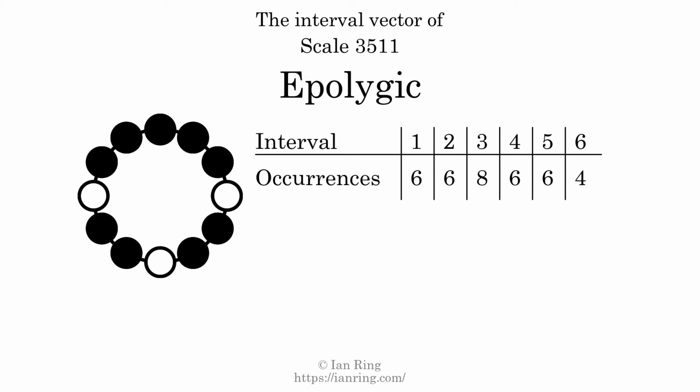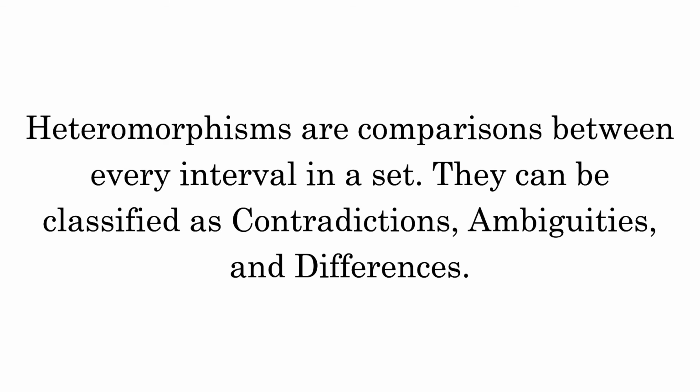There are 4 intervals with the size of 6 semitones. They are here, here, here, and here. Each interval does not appear in this scale a unique number of times, so this is not a deep scale. Heteromorphisms are comparisons between every interval in a set. They can be classified as contradictions, ambiguities, and differences.